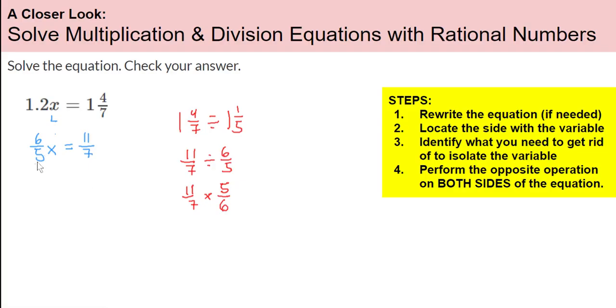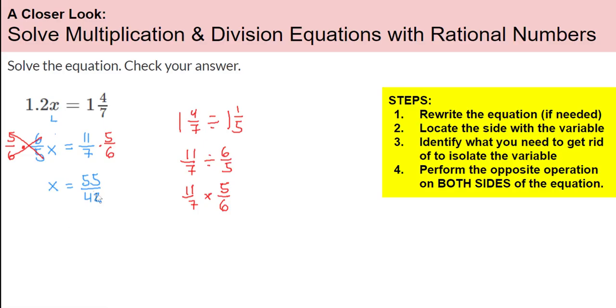So we said we're going to divide to get rid of this. But what I'm going to do then is multiply. That's what we did. We multiplied by the reciprocal. I'm going to flip it, and multiply by the flipped version of it. And they will end up canceling each other out. What I do to the left side, I do to the right side. So these cancel out, and now I'm just left with x equals 11 times 5, which is 55, over 7 times 6 equals 42.